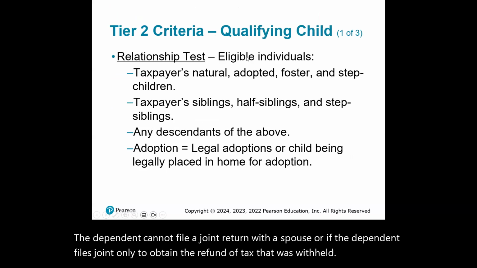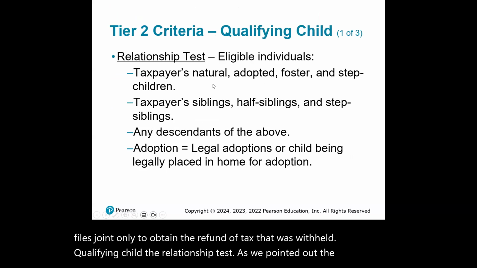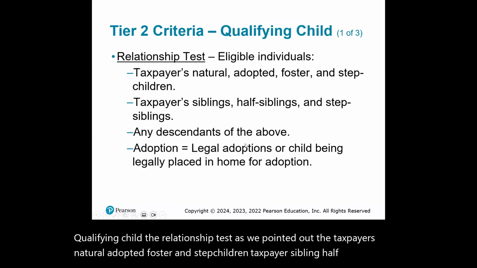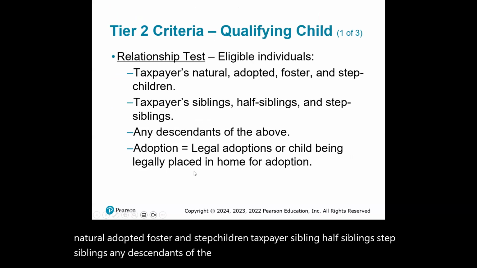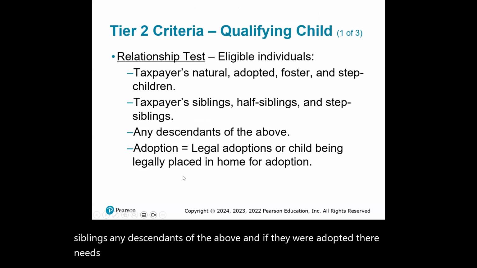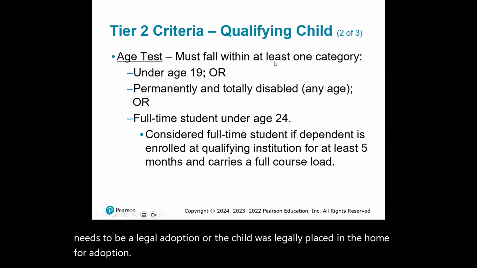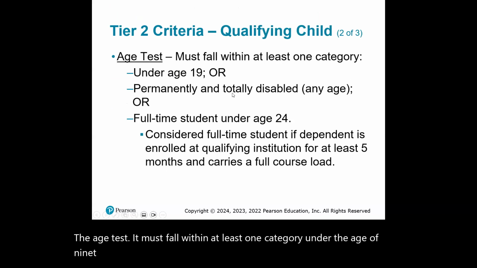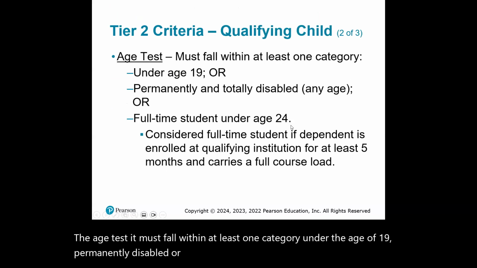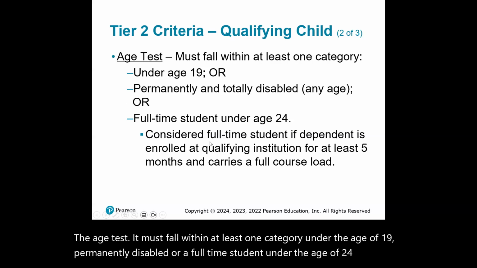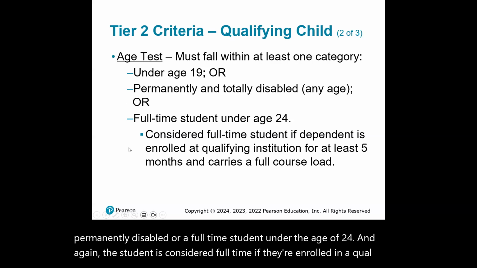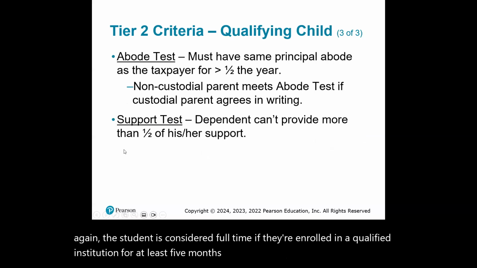Qualifying child or relationship test, as we pointed out: the taxpayer's natural, adopted, foster, and stepchildren, taxpayer's siblings, half siblings, step siblings, any descendants of the above, and if they were adopted, there needs to be a legal adoption or the child was legally placed in the home for adoption. The age test: it must fall within at least one category: under the age of 19, permanently disabled, or a full-time student under the age of 24. And again, the student is considered full-time if they're enrolled in a qualifying institution for at least 5 months and have a full course load.